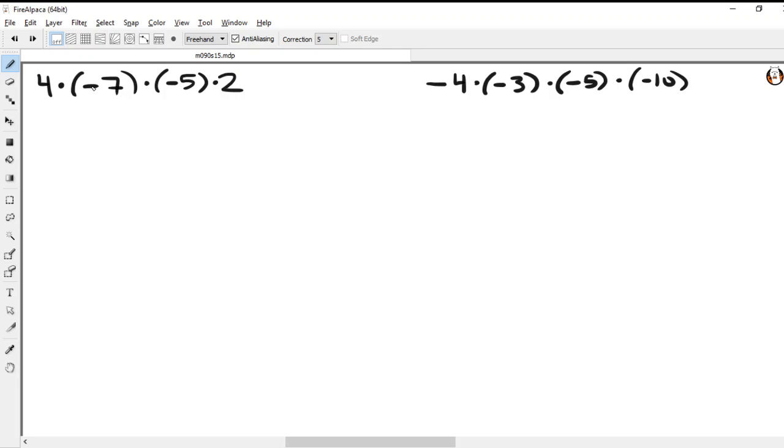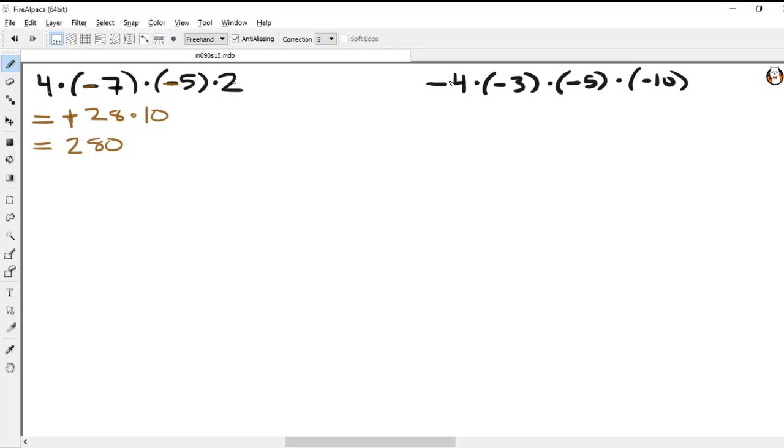And take a look that we have 2 negative signs here. A negative times a negative is a positive, so this is going to be a positive value. Now let's do the multiplication. 4 times 7 is 28, and 5 times 2 is 10. So that gives us the value of a positive 280.